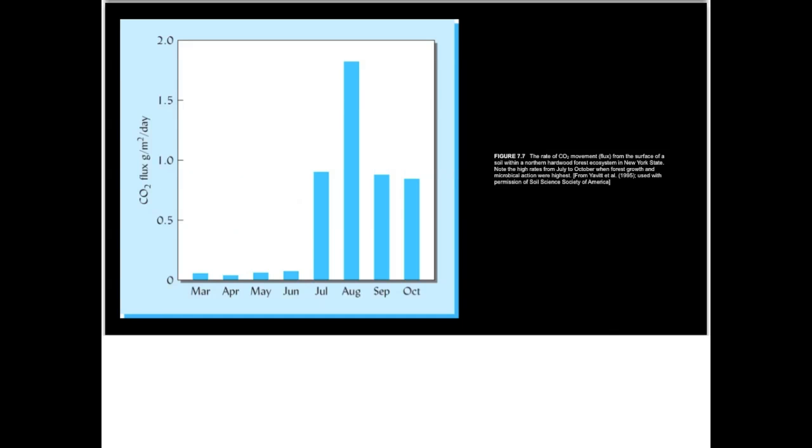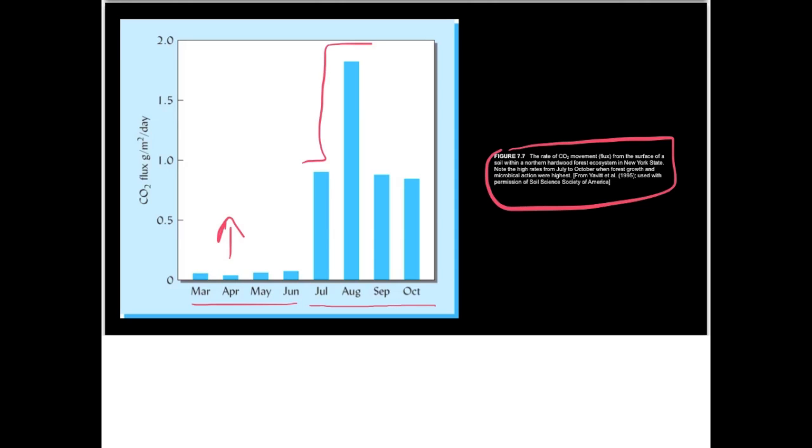This is carbon dioxide movement from the surface of a soil. So this is out of the soil. So how much carbon dioxide is actually going from the soil pore spaces, the air spaces, out of the soil into the free air. And we can see that in this case, so this is a northern hardwood forest ecosystem in New York State. So we can see that March, April, May, June, not a whole lot of carbon dioxide is being released into the atmosphere. But all of a sudden when we go to July, August, September, October, we get pretty large amounts of carbon dioxide being released into the atmosphere.